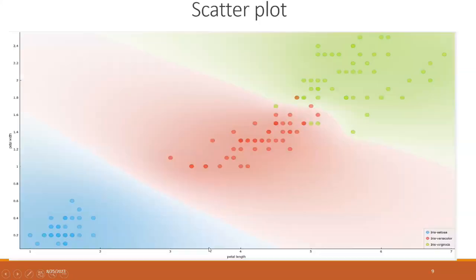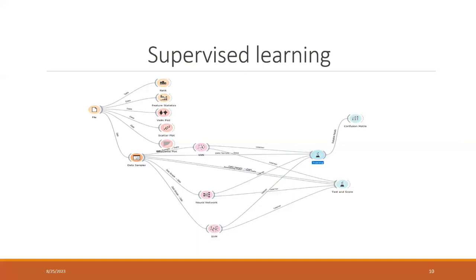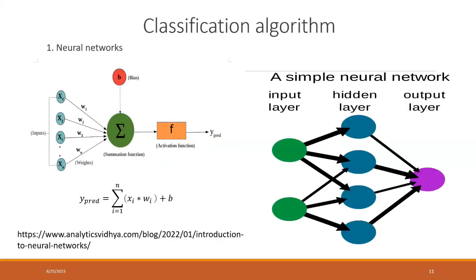Okay, now this was a scatter plot we have seen. Now we will move to supervised learning. To understand supervised learning, we first have to understand the classification algorithms. Today, as the time limit is only 1 hour, I have to complete various things. That's why I'm giving you just a basic theory of 3 classification algorithms. And I will also show you how to implement the 3 classification algorithms using the Orange tool.